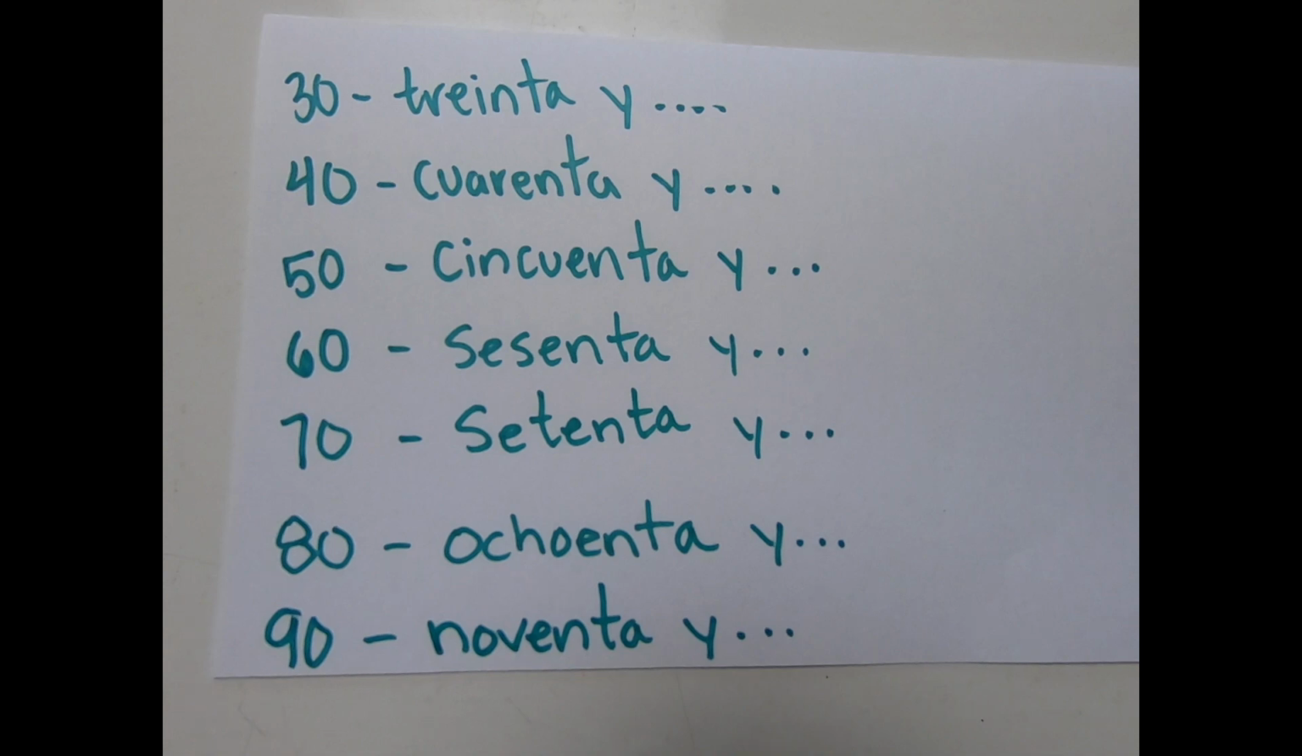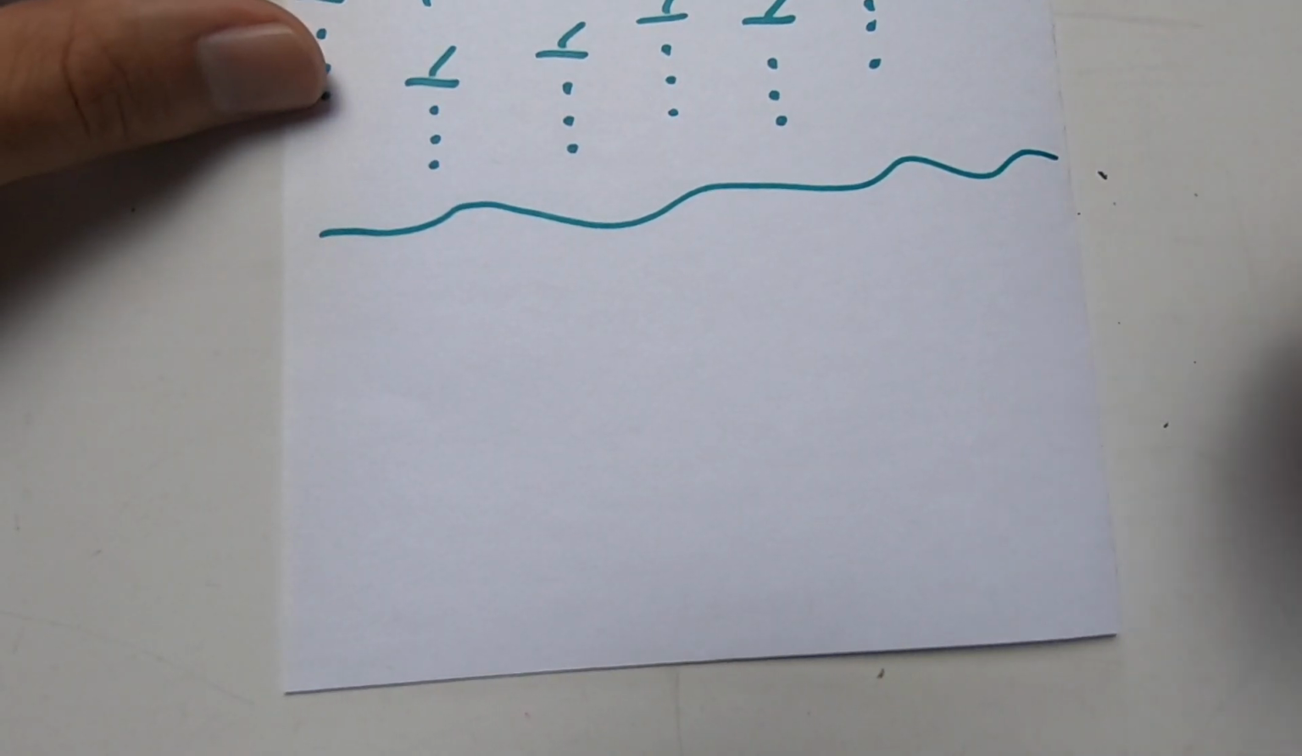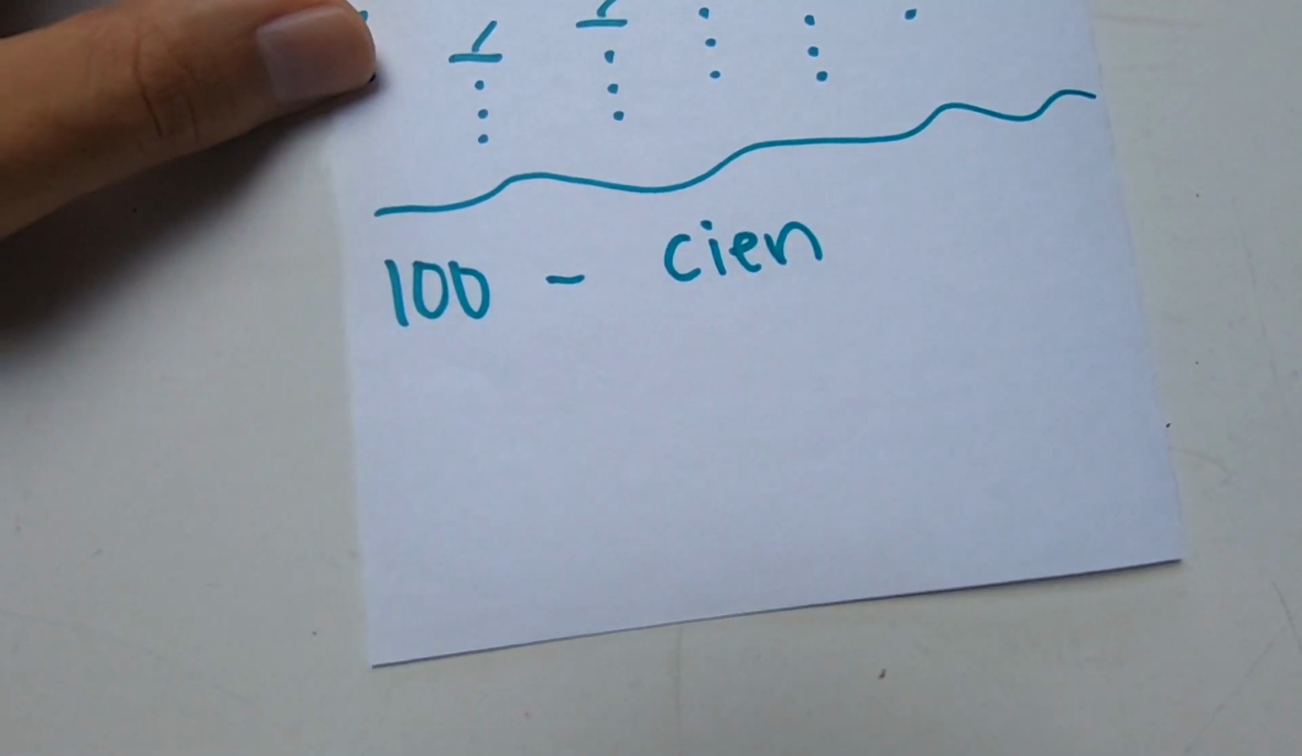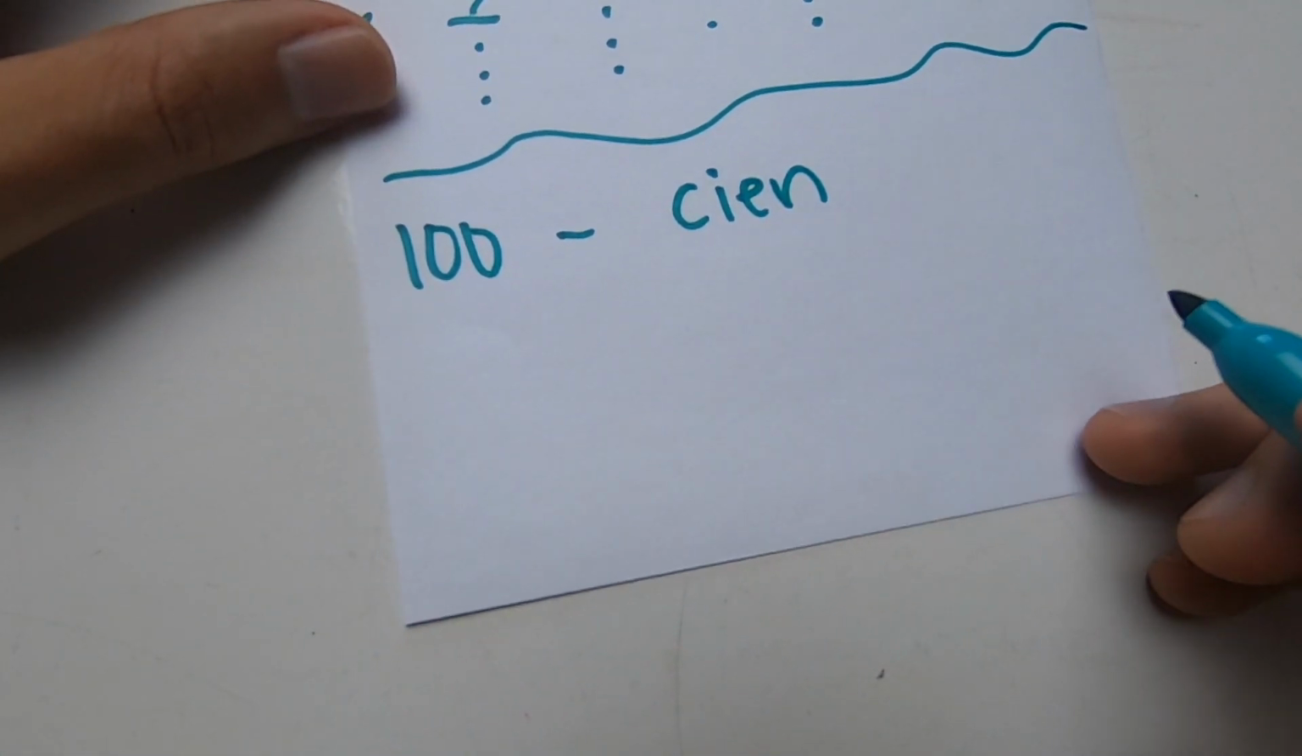Now, what is the number for 100? Let's take a look. Finally, 100 is 100. And there you have it, guys. How to count from 1 through 100 in Español.